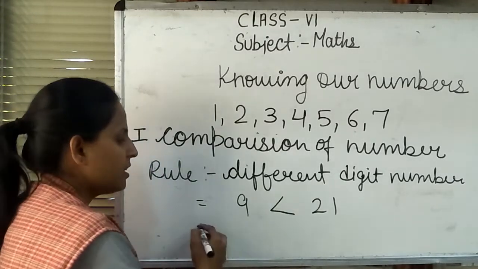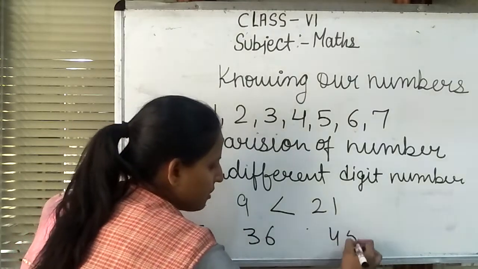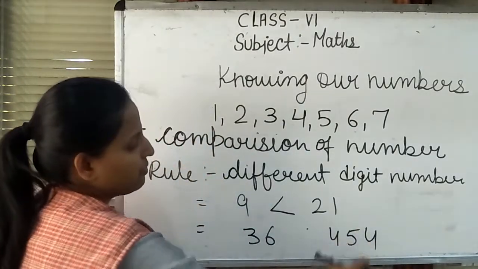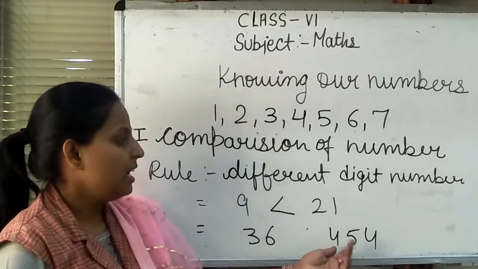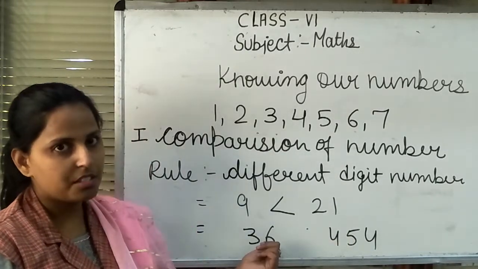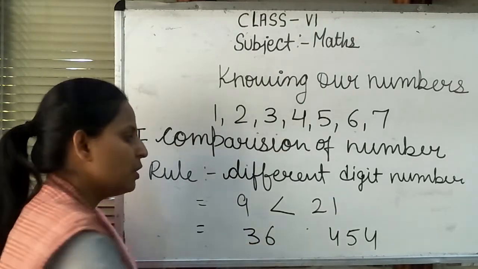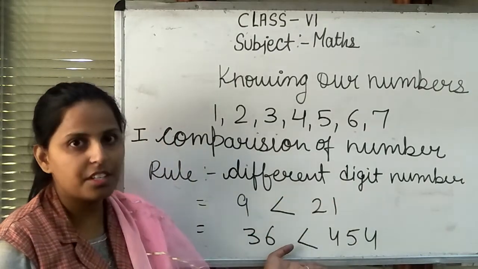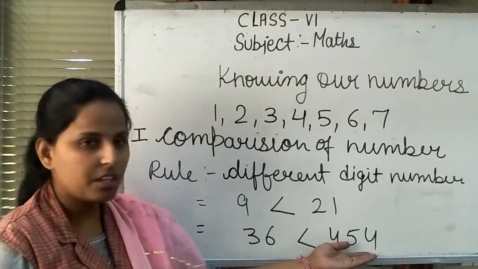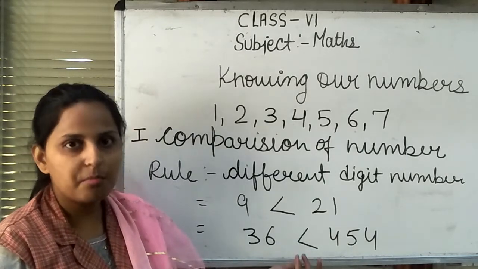I am taking another example here, like 36 and 454. In 454 we have three digits, and 36 has only two digits. So the three digit number is greater than the two digit number. So we can easily compare when we have different digit numbers according to the count of digits, and we put the greater-than sign toward the number with more digits.